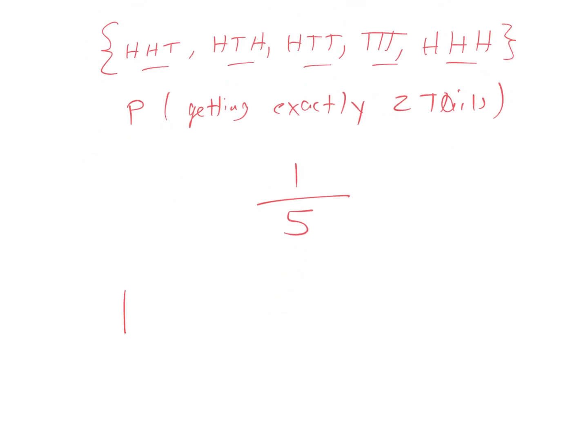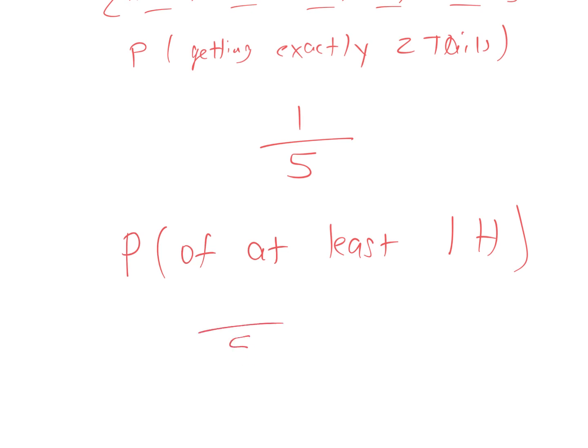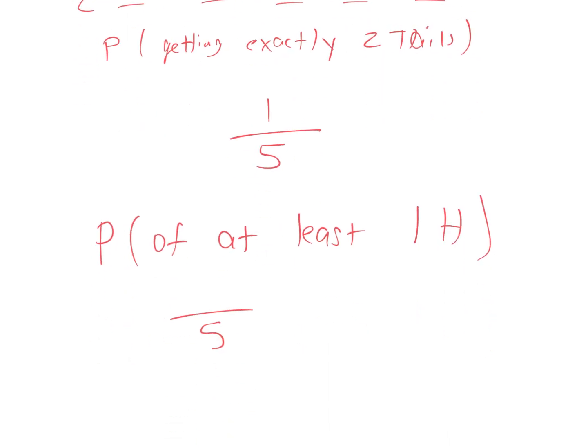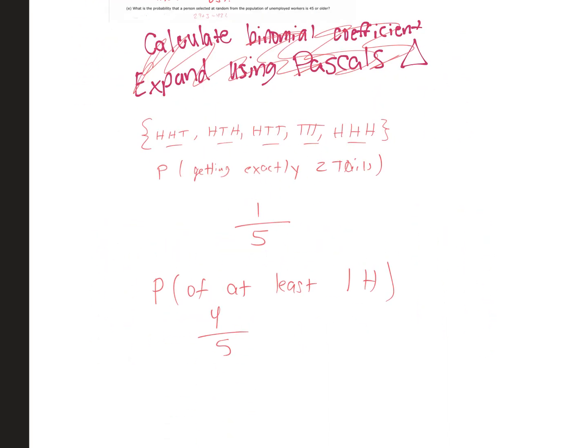What is the probability of at least 1 head? What does that mean? 1 or more. Okay, so out of the 5, how many have at least 1 head? 1, 2, 3, 4 of them, right? So 4 out of 5. Don't make a question like that harder than it is.